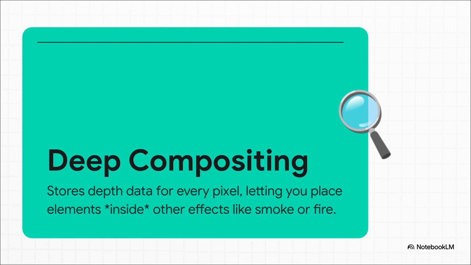Well, one of its killer features is something called deep compositing. Now, stick with me here. Think of it like this. Regular compositing is like putting a sticker on a glass of water. Deep compositing is like dropping an ice cube into the water. It stores depth for every pixel, which means you can place an element inside of another element, like putting text inside swirling smoke, and it just works. It looks real. It's an absolute game changer.